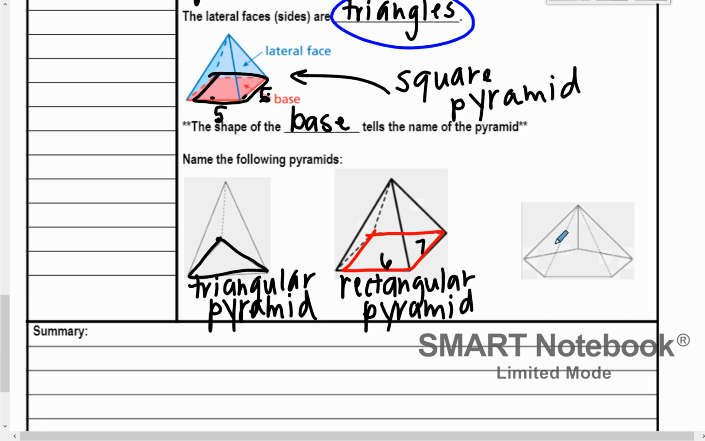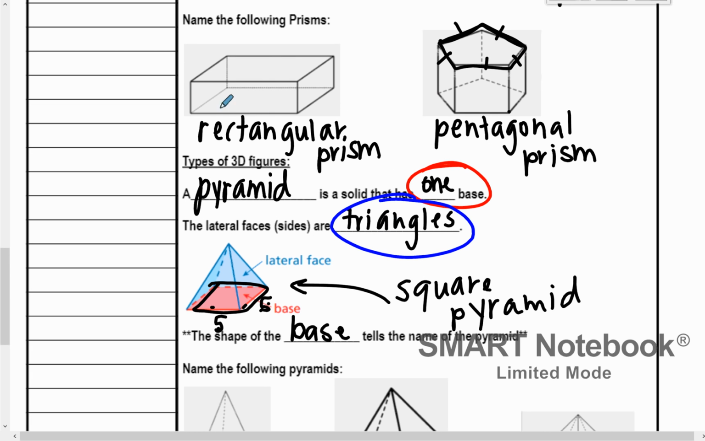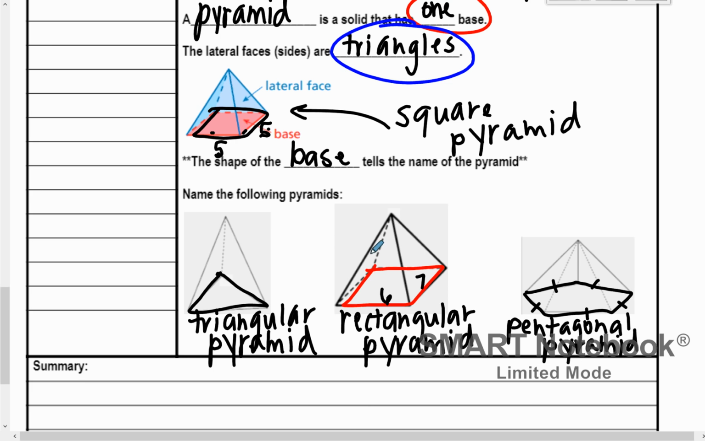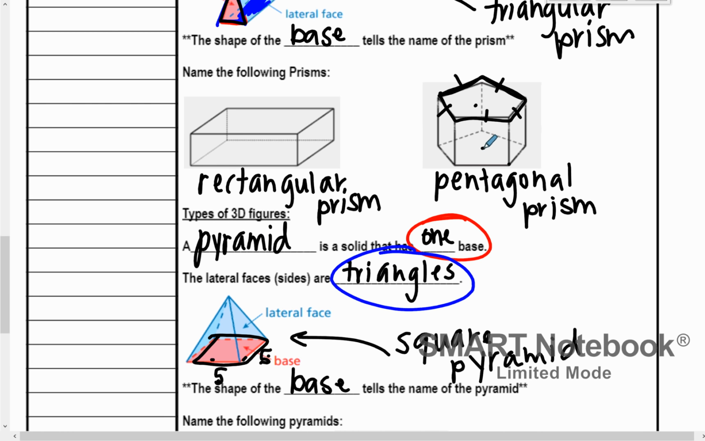And then last but not least, we have our base over here with 1, 2, 3, 4, 5 sides. A shape with 5 sides is called a pentagon. So this is called a pentagonal pyramid. Okay, now notice in these pyramids, all of the sides are triangles, as opposed to in prisms, all the sides are rectangles. Pyramids have one base, prisms have 2 bases.